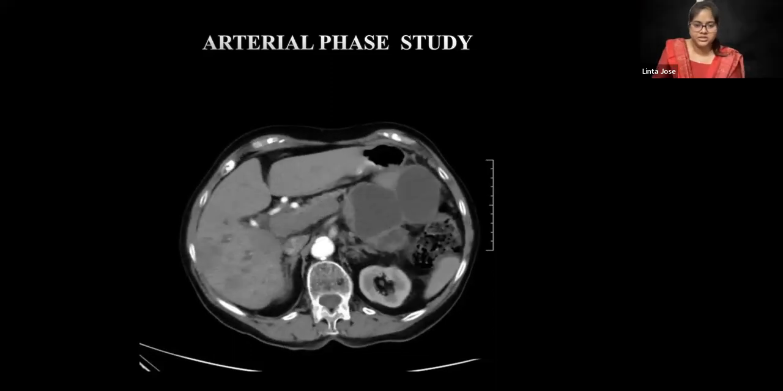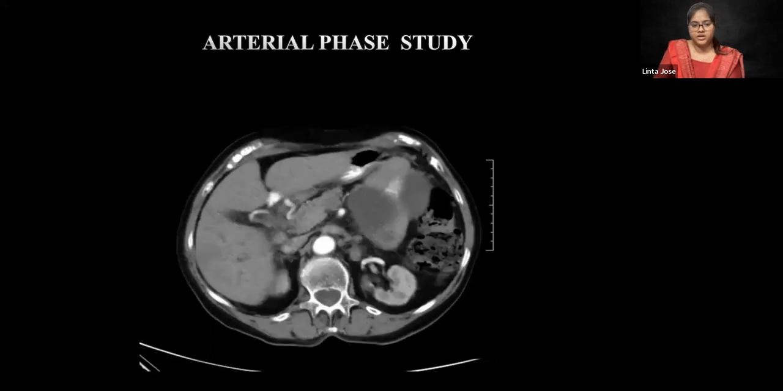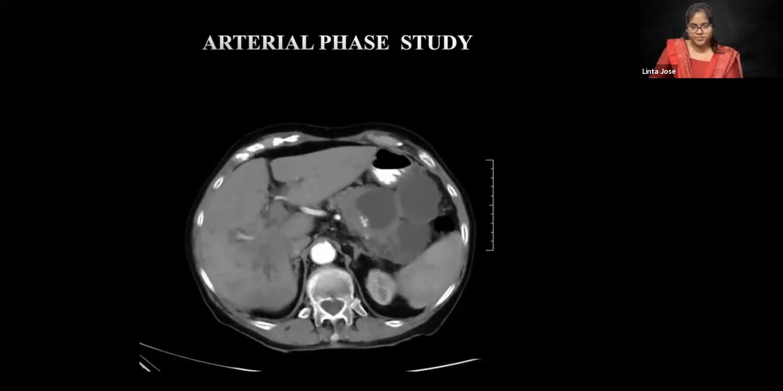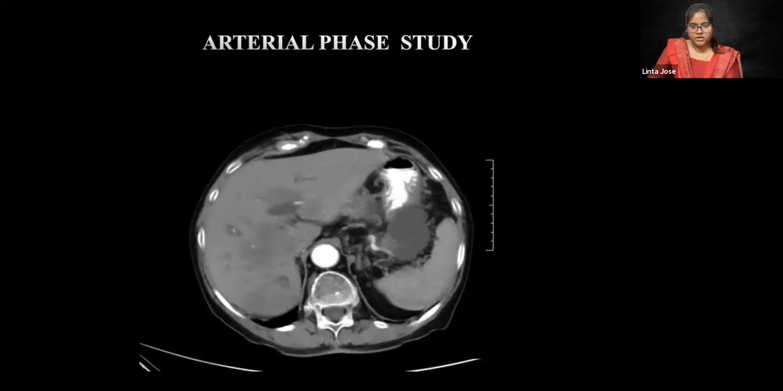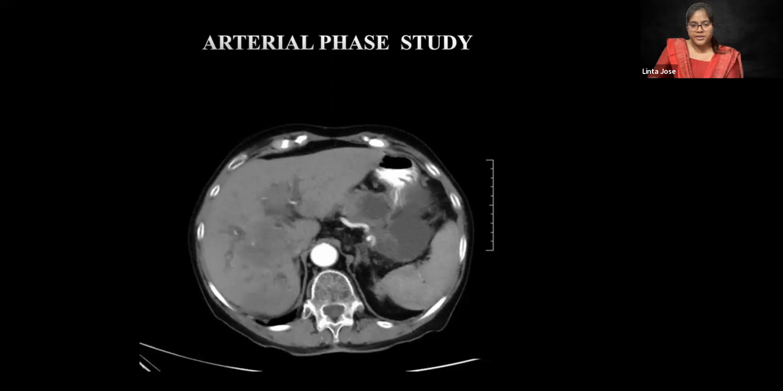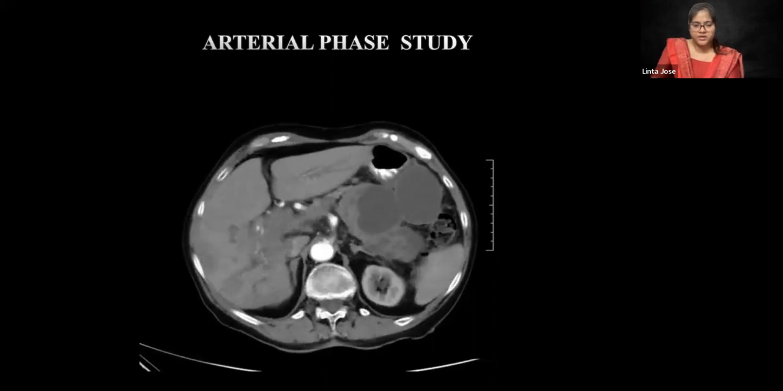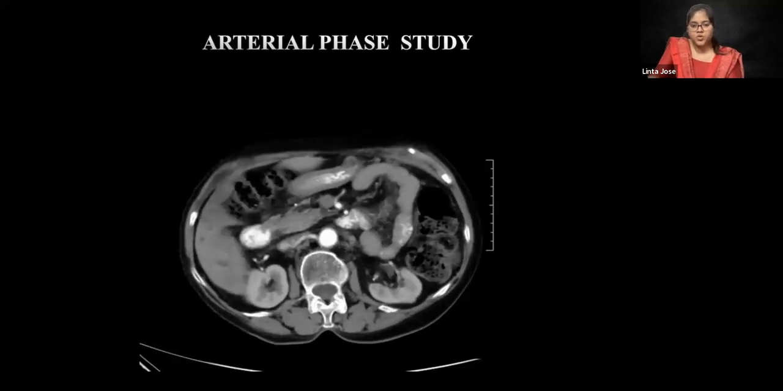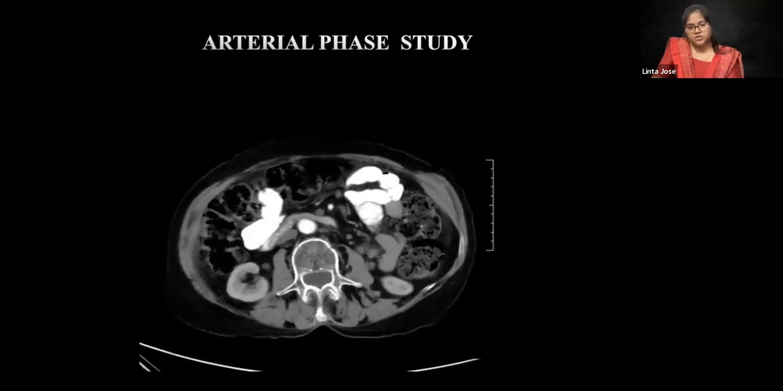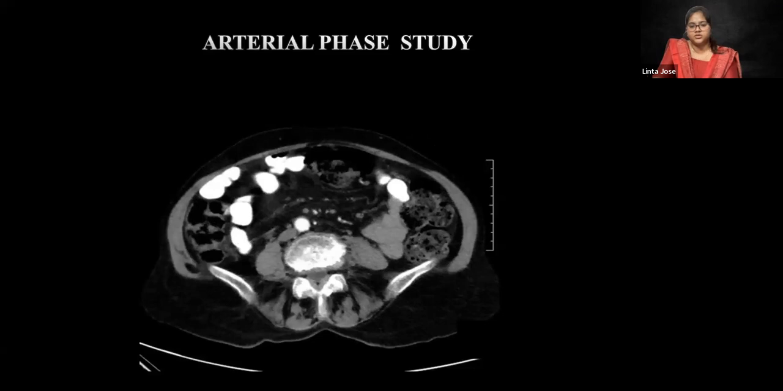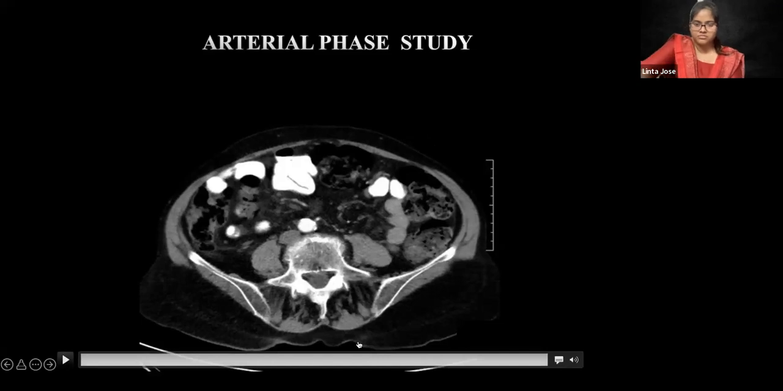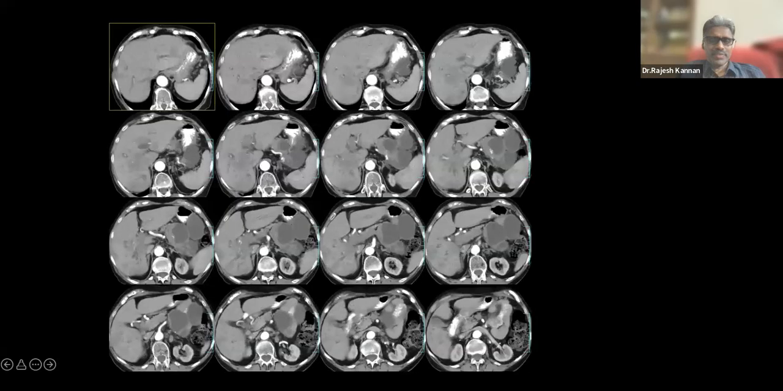Apart from that pancreatic lesion, we can see some areas of hypodensities in the liver, predominantly involving both lobes, and a few peripancreatic lymph nodes as well as periportal lymph nodes are seen. There is no ascites or other significant mesenteric or peritoneal nodes. Okay, next.